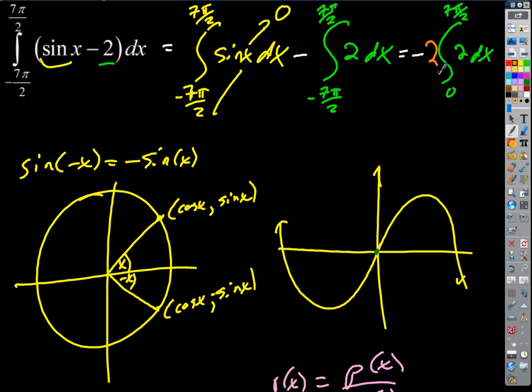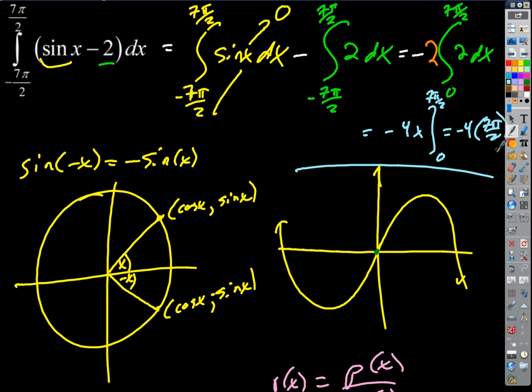So we end up with our answer. What's the integral of 2? 2x times negative 2, so we just get negative 4x evaluated from 0 to 7/2 pi. At 0, we're going to get 0, so our answer is just going to be negative 4 times 7/2 pi. That's negative 14 pi. So my point being, why did I pick this example? Just because you can take advantage of the symmetric limits here, breaking it into pieces.